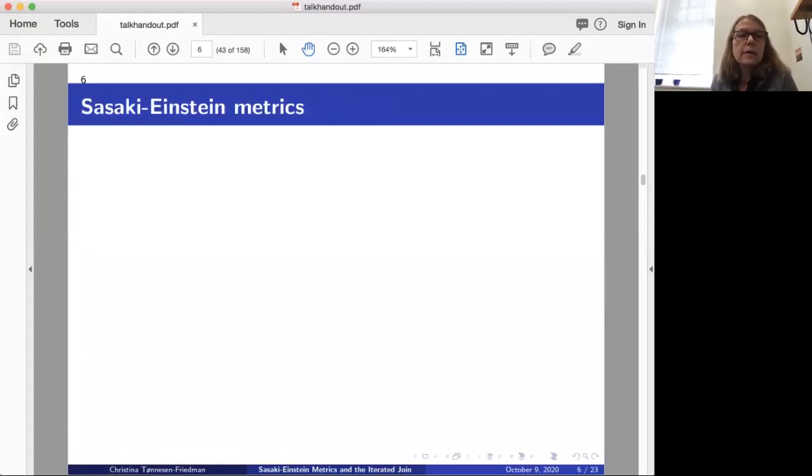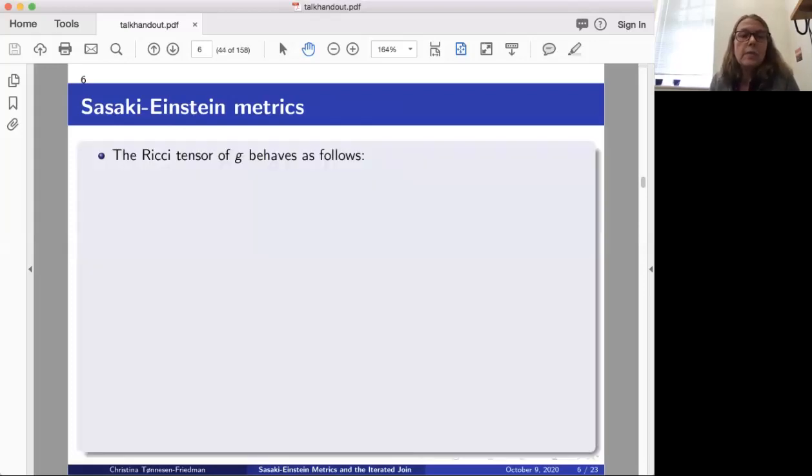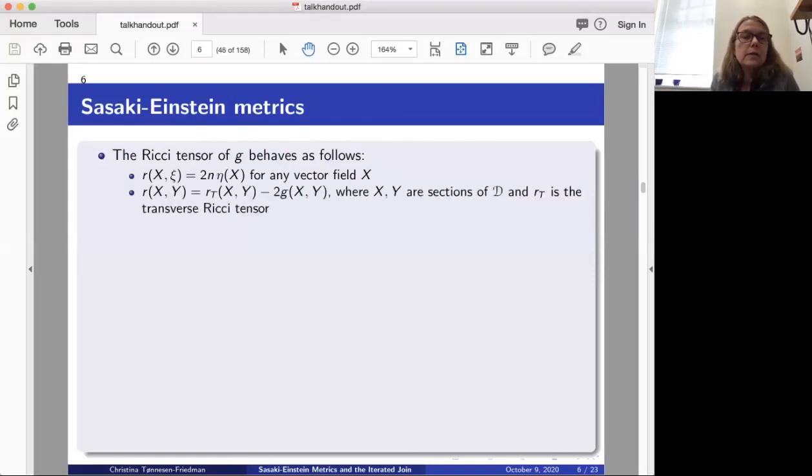All right. So Sasaki-Einstein metrics are metrics that are both Sasaki and Einstein, so that's the definition. But to get the underlying or transverse scalar structure with us as well, let's go through this a little slower. So the Ricci tensor of g behaves in a sort of interesting way. So on X and the Reeb vector field, it's 2n eta X. Any other vector field, and if you take sections of the contact bundle, it's looking like this. So R^T stands for the transverse part of the Ricci tensor. All right.